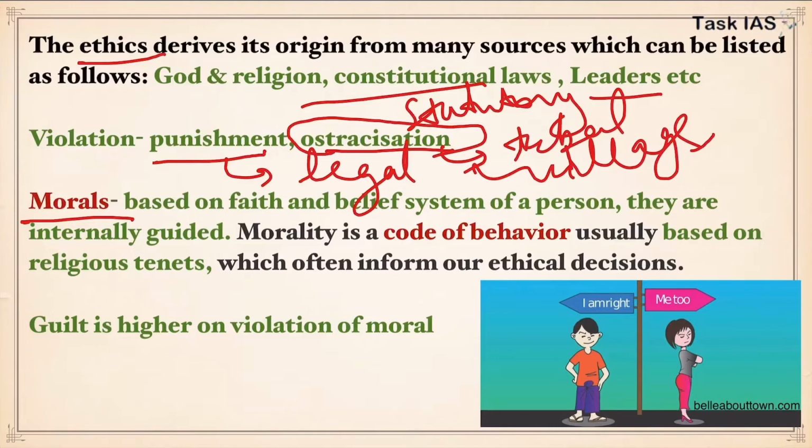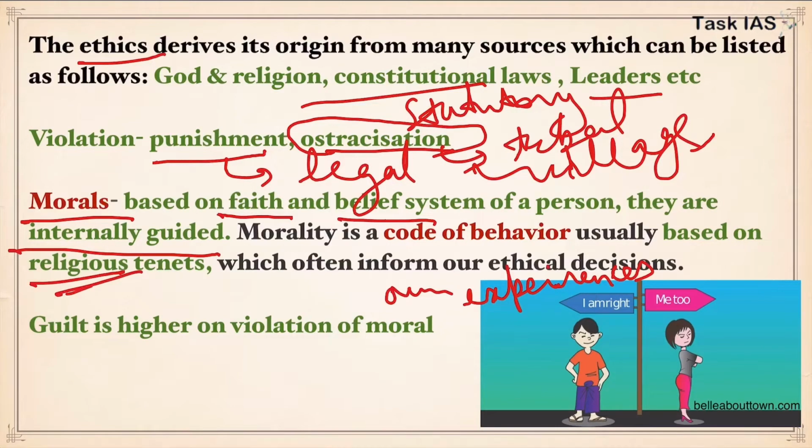Now, what are morals? As society has some rules and standards, similarly every individual has some standards. These standards an individual establishes or creates from his faith and belief system, and they are internally guided, so they are unique to every individual, and every individual develops them from his own experiences. But it is generally said that the religious component is most effective in building the morals of an individual.